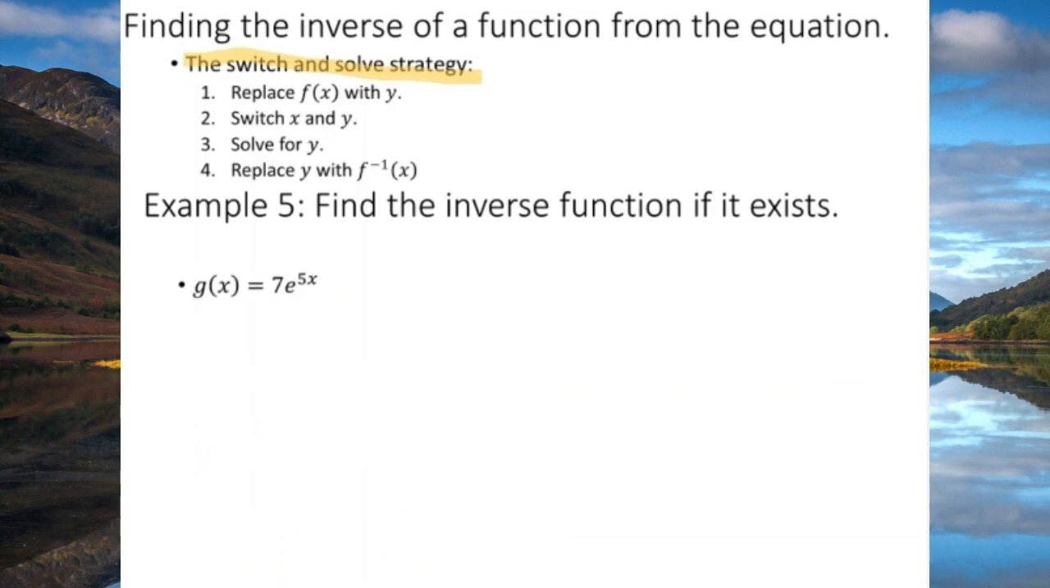Next, we're going to find the inverse function, if it exists, of g of x, which equals 7e to the 5x.